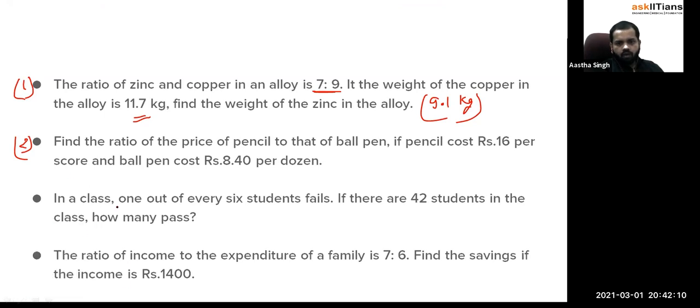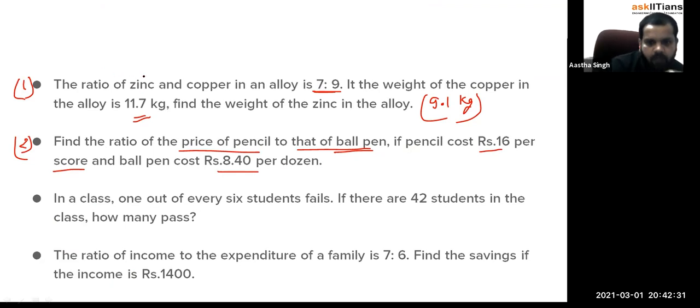Okay, so find the ratio of the price of pencil to that of ball pen. We have to calculate the price of pencil to that of ball pen, if pencil costs 16 per score and ball pen costs 8.4 per dozen. We have to calculate the price of pencil and the price of pen.